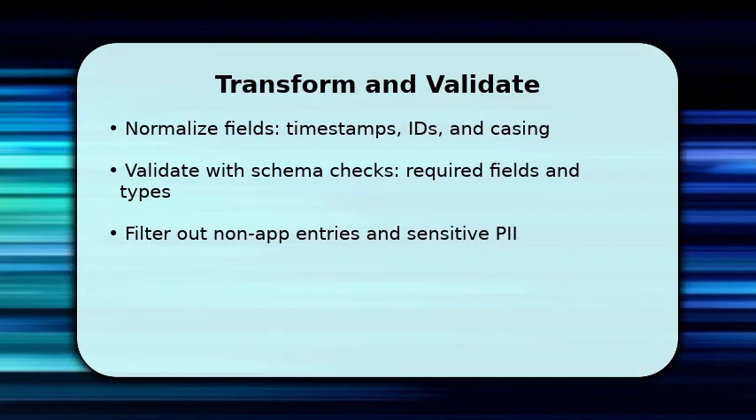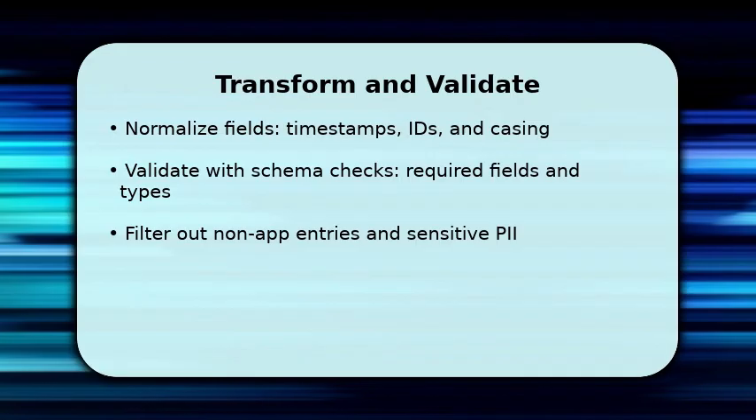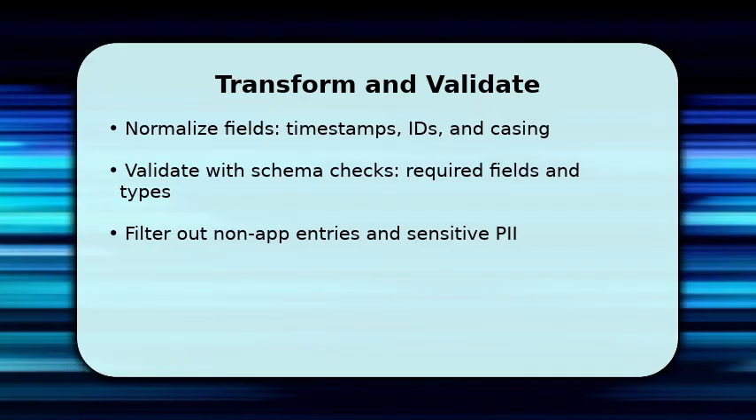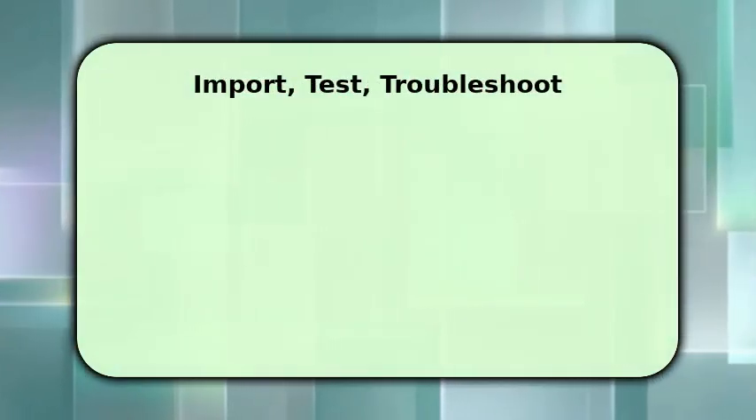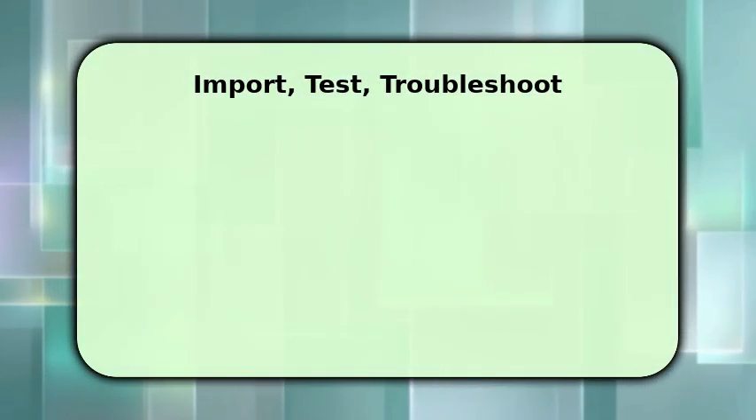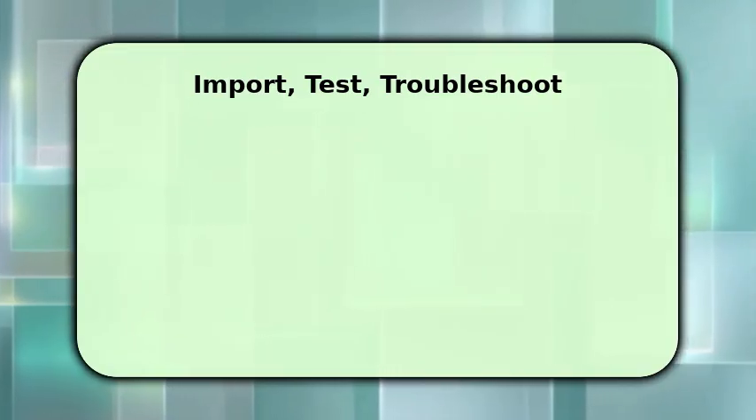At the same time, filter out records that don't belong to this app and remove or mask sensitive PII to meet privacy rules. After validation, create a small sample import to verify integrity before full ingestion. You finish by importing in controlled stages. First a dry run, then a 10% trial, and finally the complete dataset when confident.